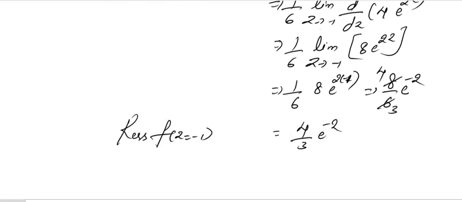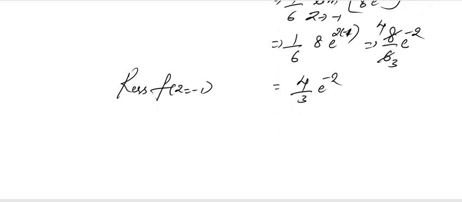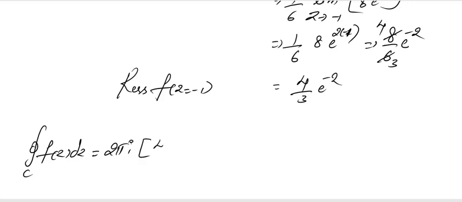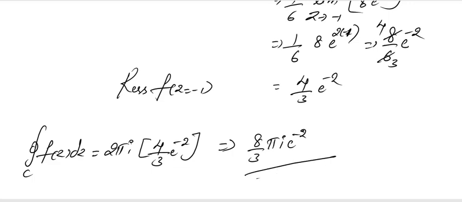We don't have any other term in our denominator. We have only one term, so we had only one residue. So go back to the formula. Integral over c of f of z dz is equal to 2 pi i into the sum of residues. So what is the residue? We have got 4 by 3 e power minus 2. So this can be written as 8 by 3 pi i e power minus 2.